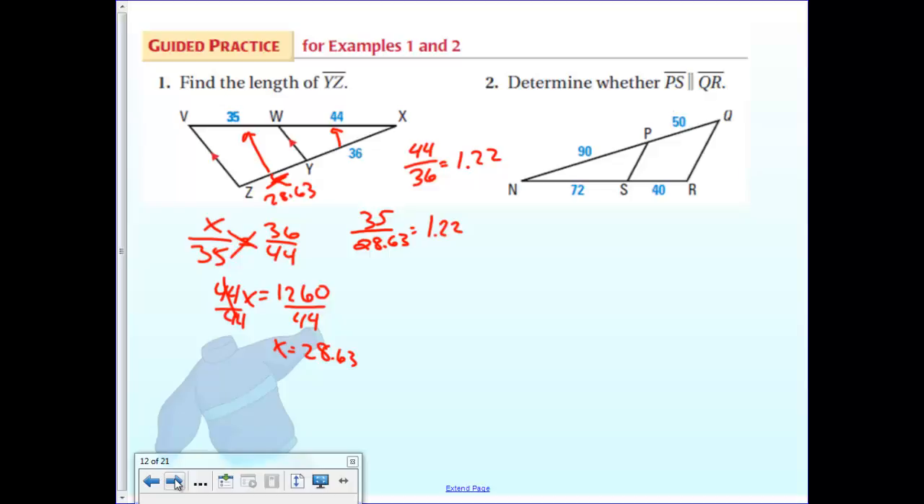Yeah, this is a funky number. We don't like that too much. But this 44 to 36 simplifies to 1.22. 35 to 28.63 simplifies to 1.22. They're both proportional to each other. We got it. Number 2, we just did that one. That's like a typo on the worksheet. We're not going to do that second one again.